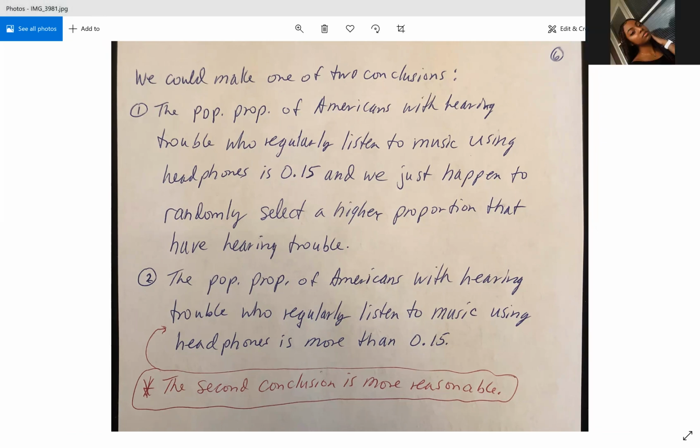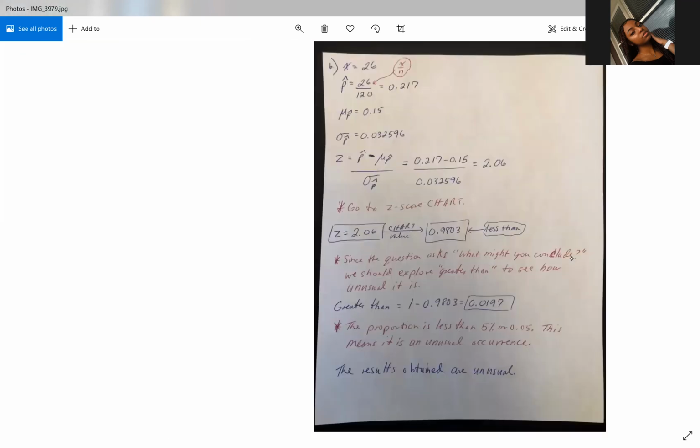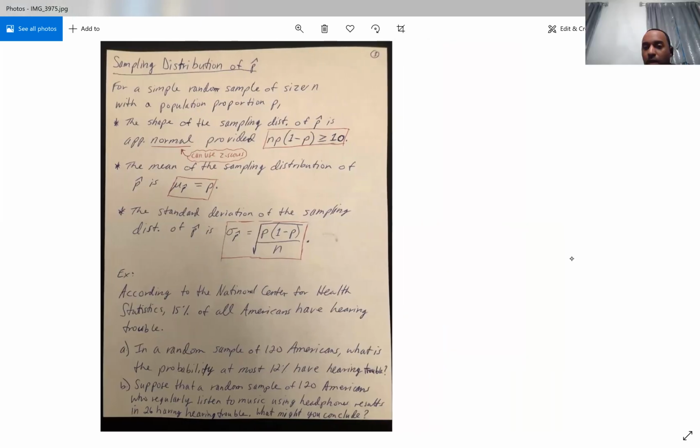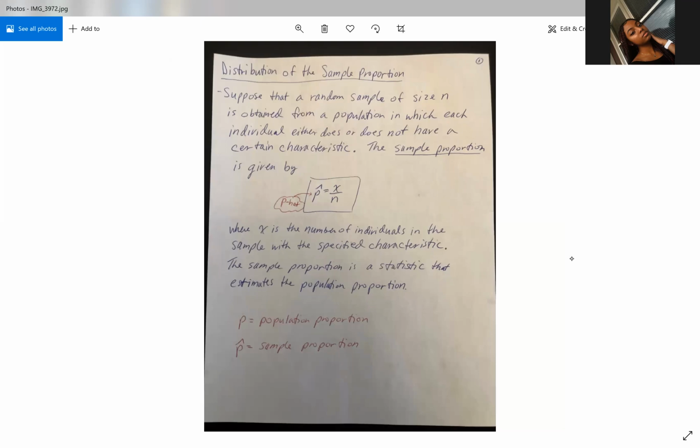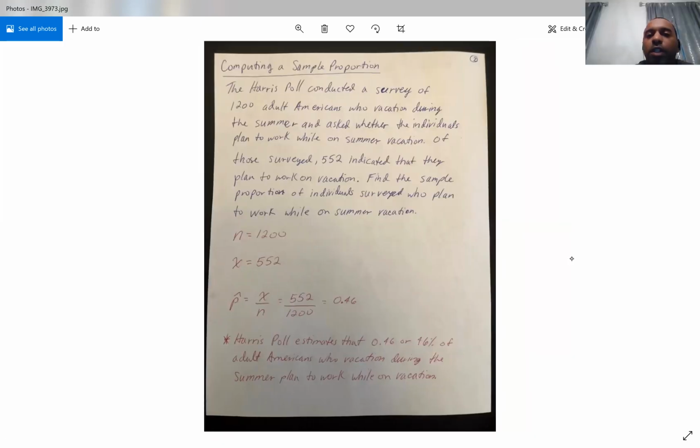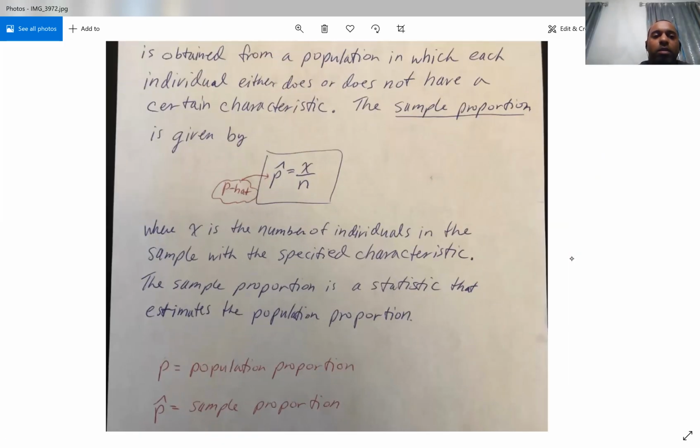Did 8.2 start with the example, or where did 8.2 start? The sampling distribution, the distribution of your sampling proportion p hat, right here. Yep. Okay.